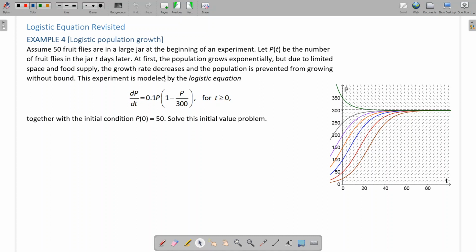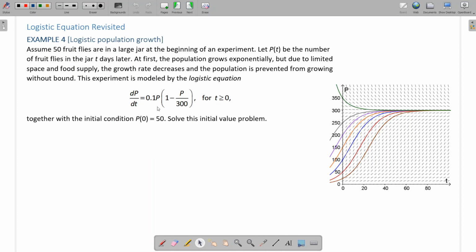Okay, so this is a separable differential equation, but it is kind of a monster, so buckle up. This one's going to be a pretty long one here. Let's read the problem. It says, assume 50 fruit flies are in a large jar at the beginning of an experiment. Let P of t be the number of fruit flies in the jar t days later. At first, the population grows exponentially, but due to limited space and food supply, the growth rate decreases and the population is prevented from growing without bound. This experiment is modeled by the logistic equation, which we have here. And then it says, together with the initial condition of P of 0 equals 50, solve the initial value problem.